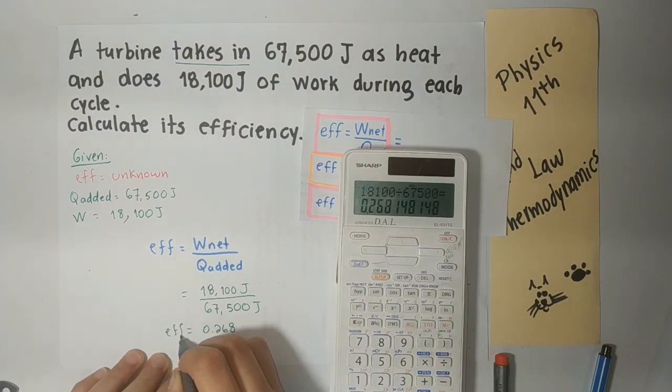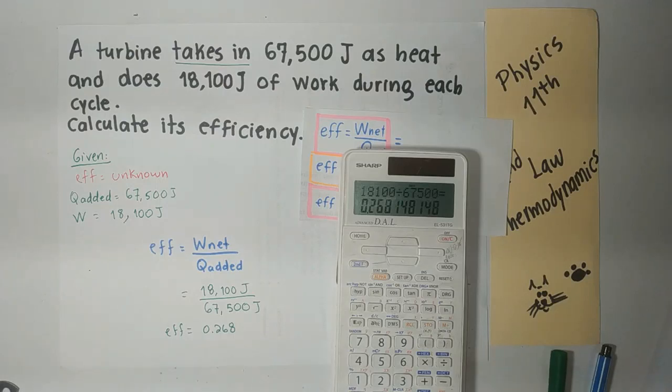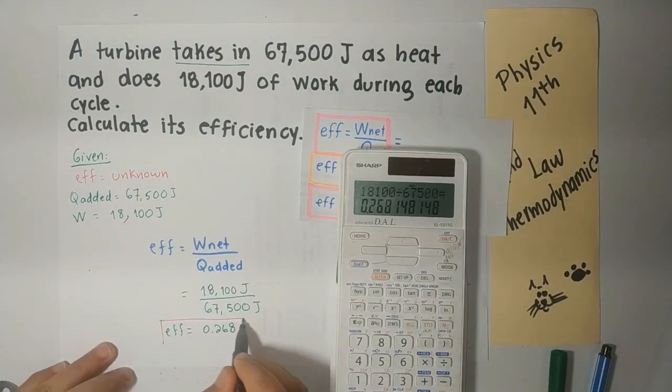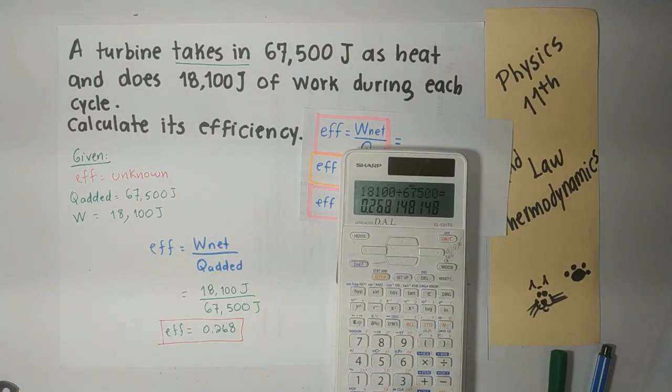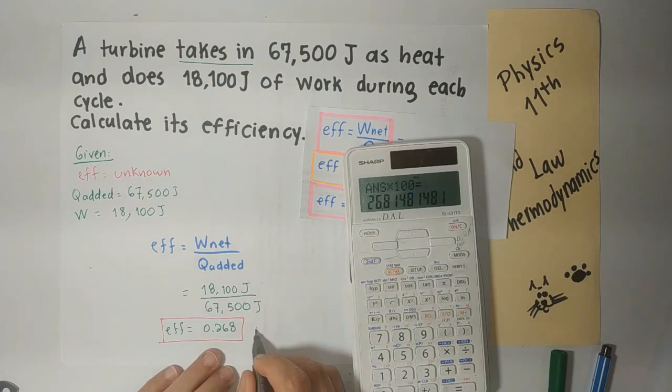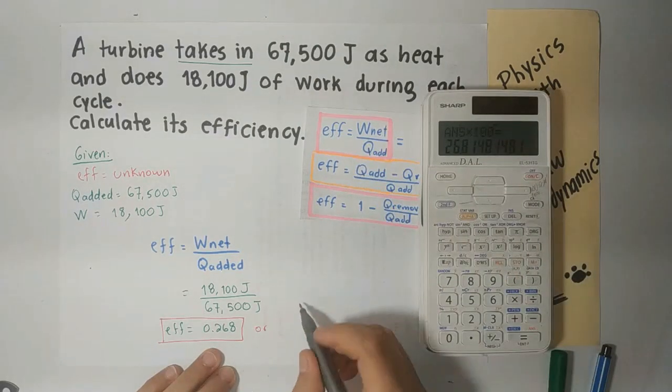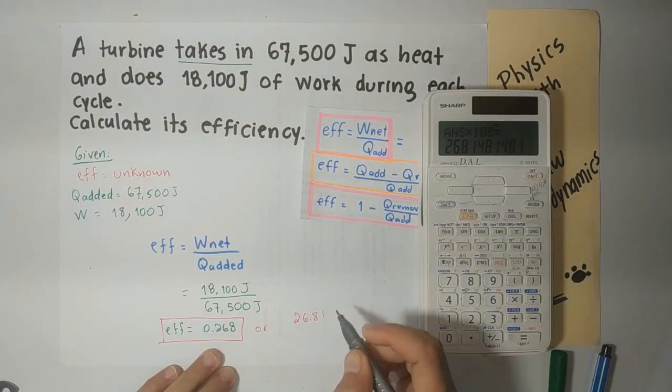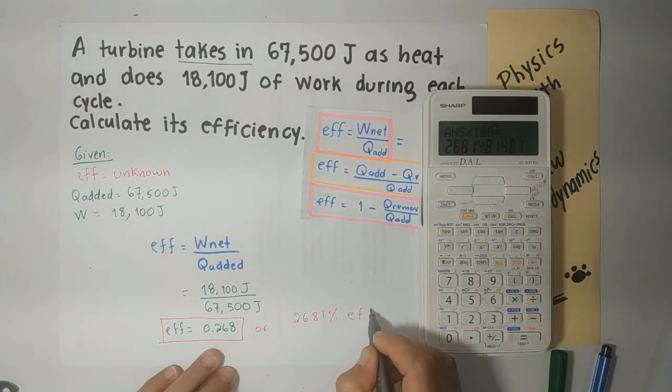So now we can conclude that the efficiency of the turbine is 0.268, or if you want to write it as a percentage, just multiply times 100, or 26.81% efficient.